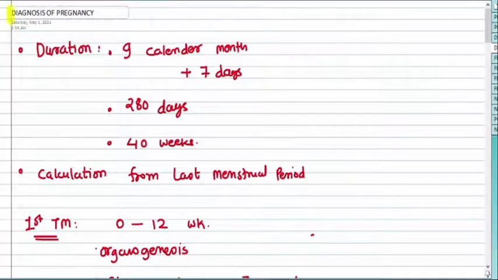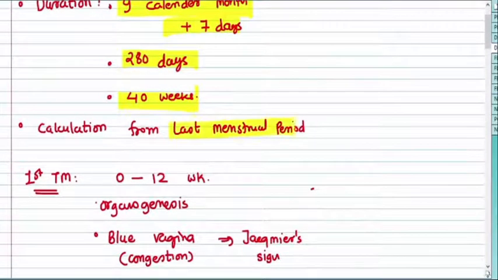Let's discuss diagnosis of pregnancy. The duration of pregnancy is 9 calendar months plus 7 days, or 280 days, or 40 weeks. The calculation of gestational age starts from the last menstrual period, that is called LMP.